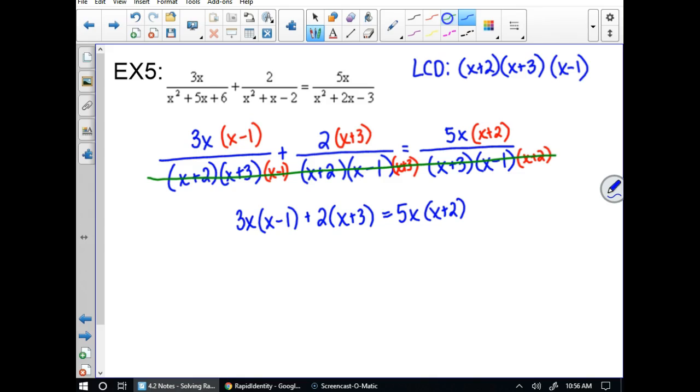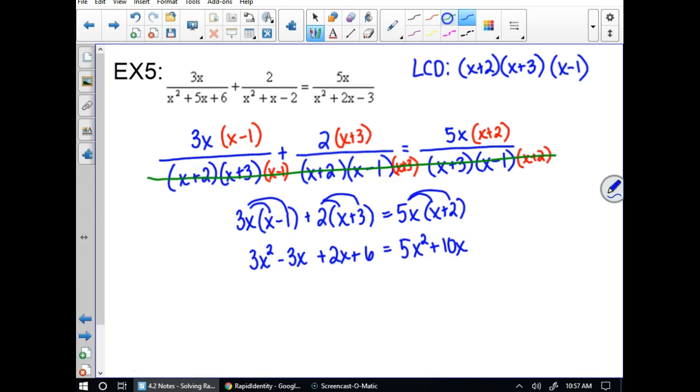Alright, anybody have an idea where to go from here? Distribute. Okay, so we can distribute. That's not too bad. We know how to distribute, right? So we get 3x squared minus 3x when we distribute that 3x. Here we'll get plus 2x plus 6. And over here, we'll get 5x squared plus 10x.